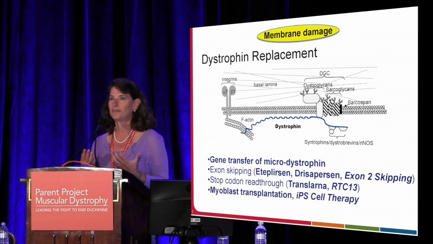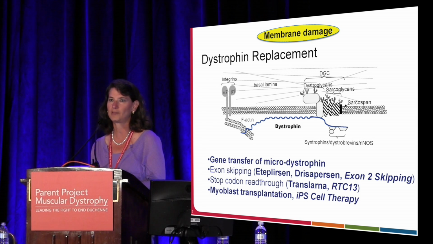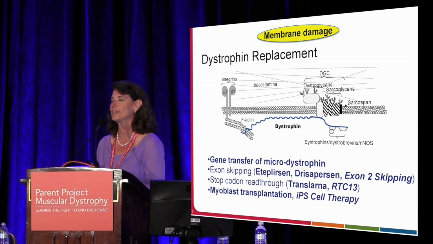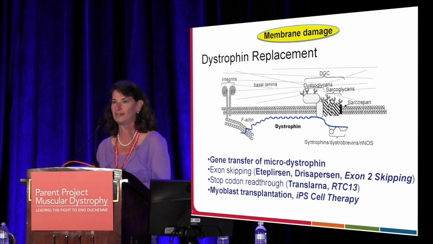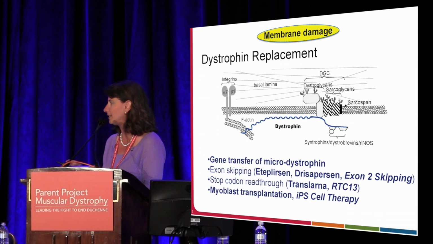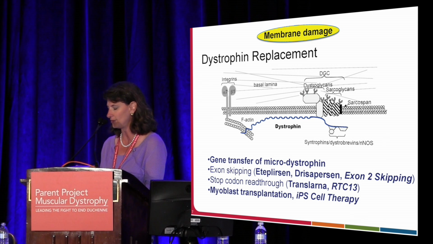So, from when the gene was cloned, the most logical approach to therapy was to put back dystrophin. If we can get 100% replacement of a full-length dystrophin, we would be able to cure DMD. But this is not as simple as it sounds.